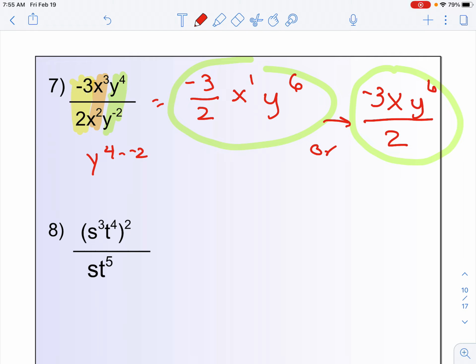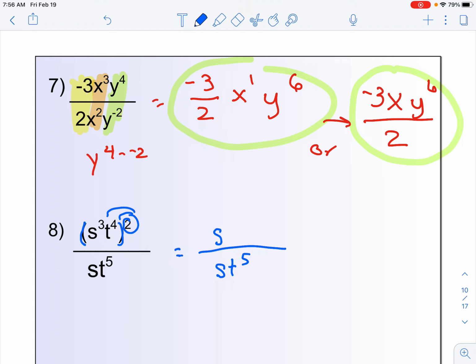All right. Now in question number 8, the first thing you need to do is simplify the numerator. Because we are raising all of this parenthesis here to the second power, we have to apply that to each of those terms. So first go ahead and see if you can do that, and just keep the same denominator for now.